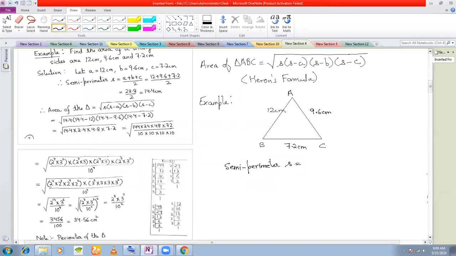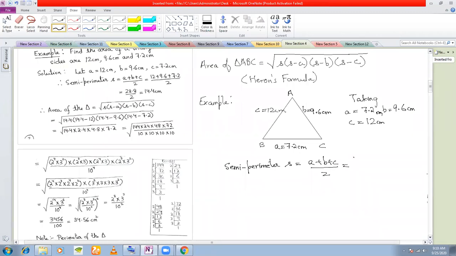S is the sum of the sides divided by 2. Now see, AB is C, so we take this as C. And AC is B, so we take B as this. And BC is A. So we take A as 7.2, B as 9.6, and C as 12 centimeters.